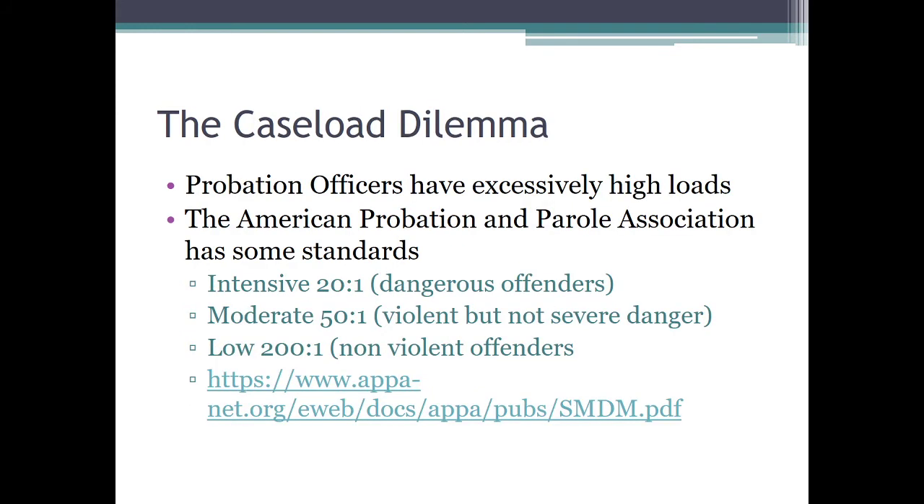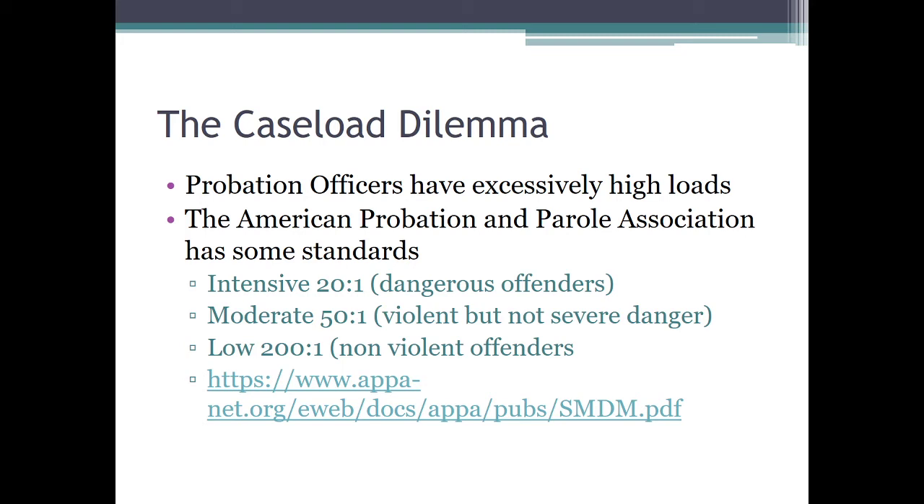Now, some of this is played out with the problem of caseload. So you could fairly ask, what is the proper level? How many people should a probation officer monitor? Well, part of that really depends, and I cited this for nonviolent offenders, but for all offenders, the American Probation and Parole Association has set some standards. If you've got nonviolent offenders, people that did something really minor, probably not requiring a lot of supervision, you can get away with a probation officer having 200 of those. If, however, we go a step up, you've got someone who committed a crime of violence, but it's not a severe danger, he or she can probably monitor 50 of those.